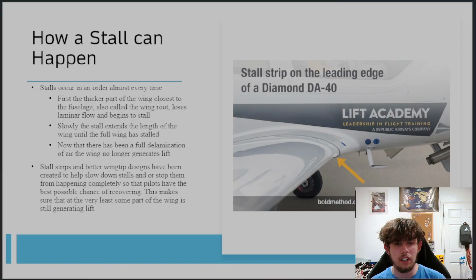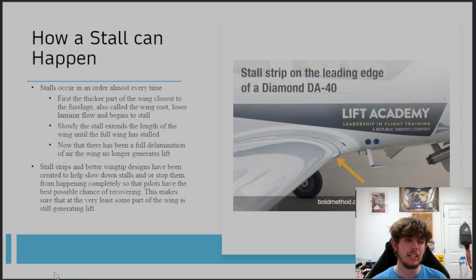Stalls are something not to be taken lightly. They're always to be taken very seriously. Stall strips right here on the leading edge of the DA-40 just help extend that chord line ever so slightly at that wing root to try and keep laminar flow, that sticky connection of airflow to the top of the wing at the wing root as long as possible. And then also, planes have started developing more glider-like wingtips that curve up more like airliners use.